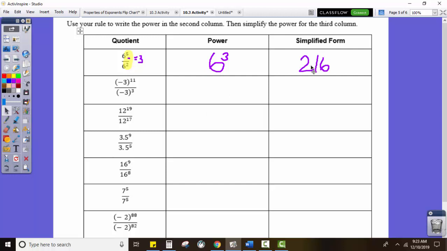Okay, simplified form would be like the value of it. Next one, negative 3 to the 11th divided by negative 3 to the 3rd. So look at the exponents, 11 and 3, subtract them. 11 take away 3 is 8, so I would have negative 3 to the 8th power. Now, you probably don't want to type in the calculator negative 3 times negative 3 8 times, so I'm going to show you a little bit shorter way with a button on the calculator.